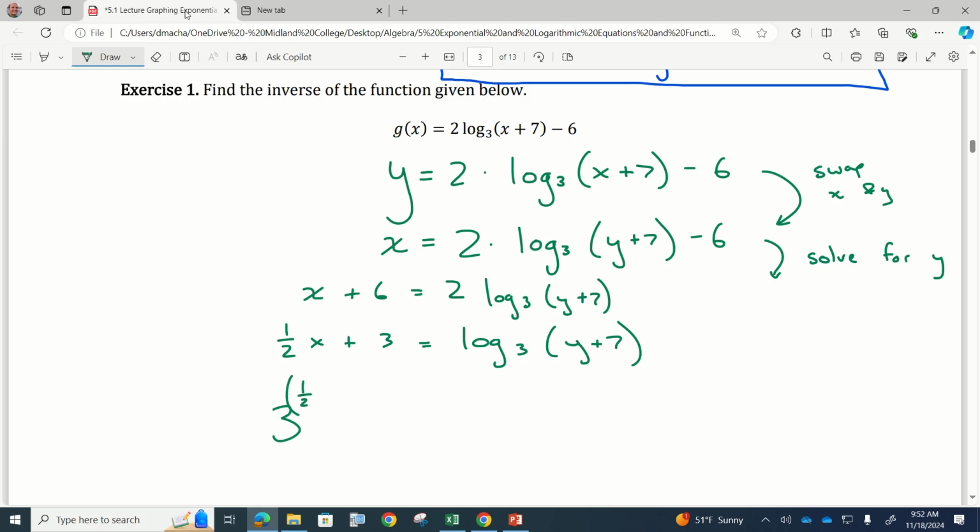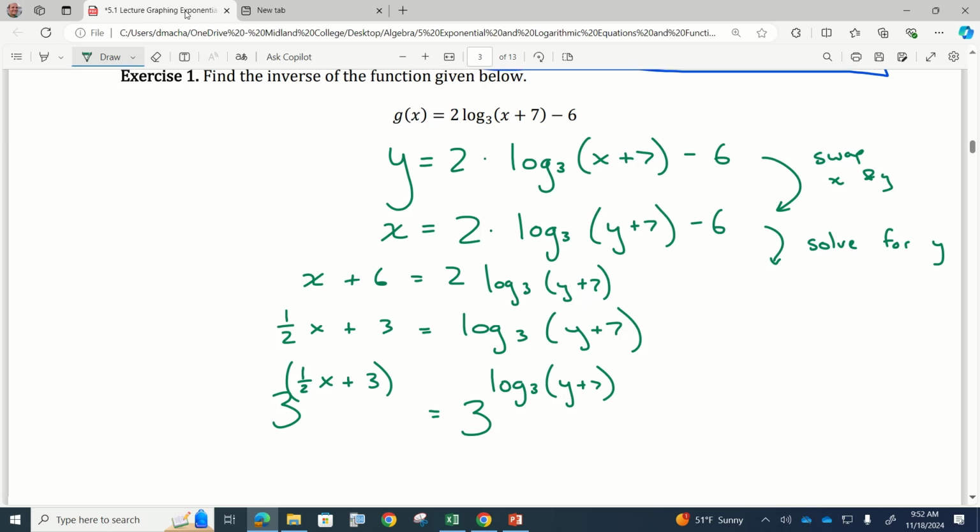Yeah. So I need to compose with the inverse function. And the inverse function of the logarithm base 3 is the exponent base 3. And if I do the same thing to both sides of my equation, then it remains balanced. But the left side is going to become 3 raised to the power 1/2 x plus 3. And the right side is going to become 3 raised to the power logarithm base 3 of y plus 7.